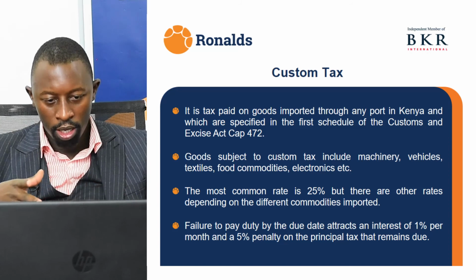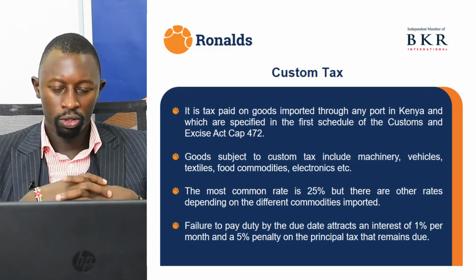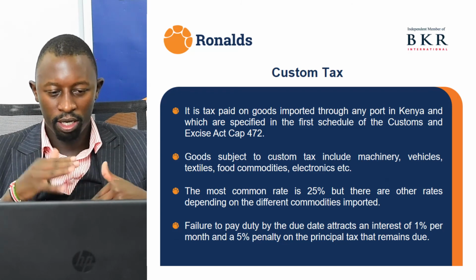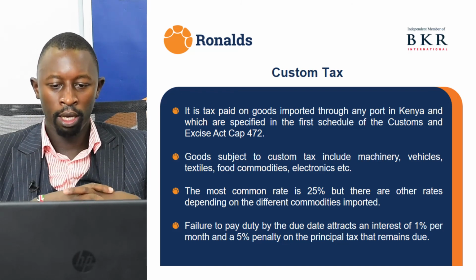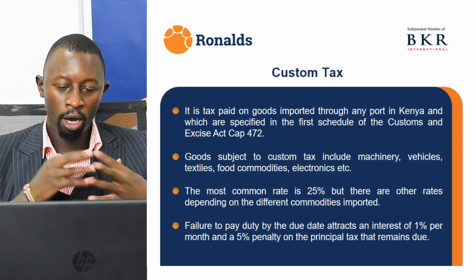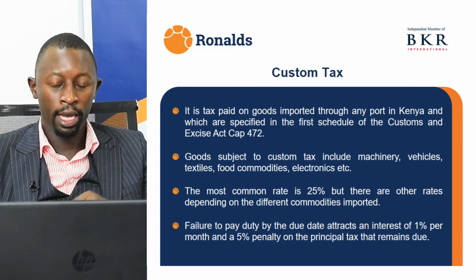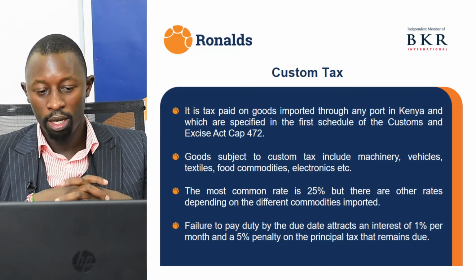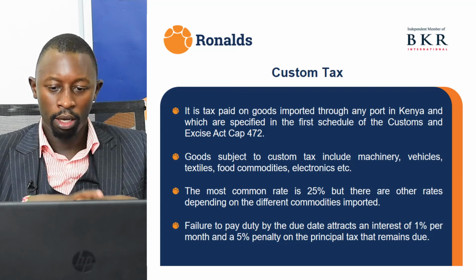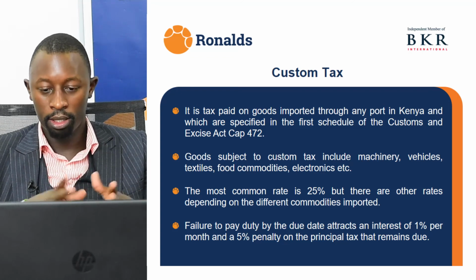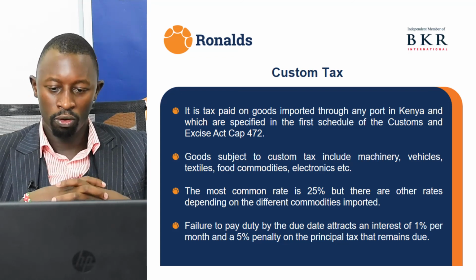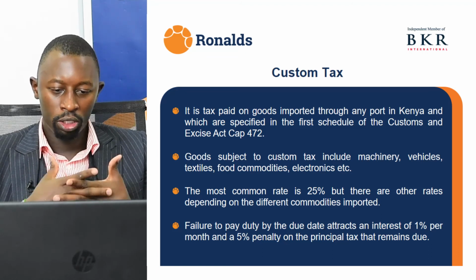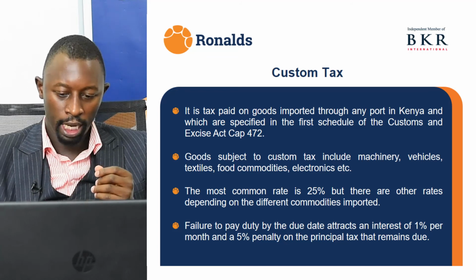If you're importing, let's say, raw materials or semi-finished goods, then the rate is a bit lower, 10%. And if you're importing machinery, especially things that aid production, then the idea was to exempt. So you find that some of these machines have actually been exempted from excise duty. And of course, like any other tax, as we saw in the Tax Procedures Act, if you don't pay on time, there will be an interest of 1% and a penalty of 5% on the principal tax.